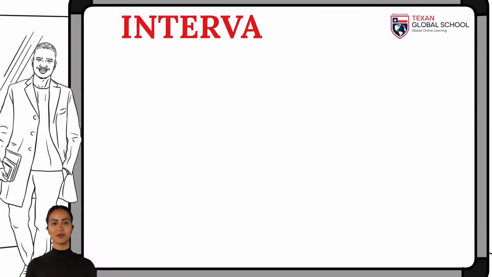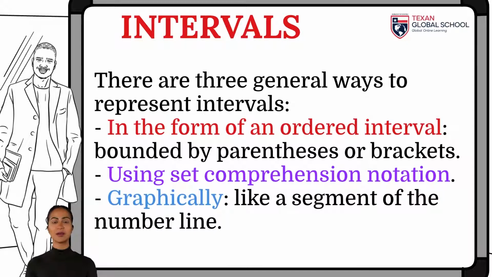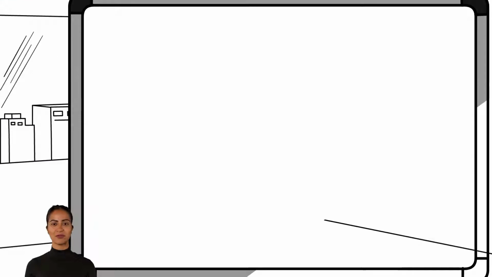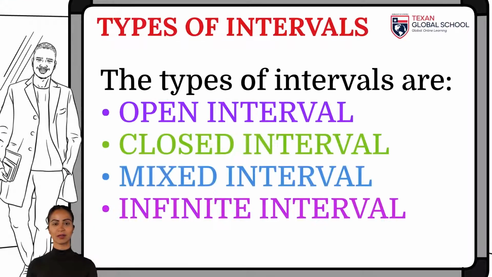The first is in the form of an ordered interval, enclosed by parentheses or brackets. The second is by using set comprehension notation. The last one, in graphic form, is a segment of the number line. We will discuss each of the four types of intervals: open, closed, mixed, and infinite.